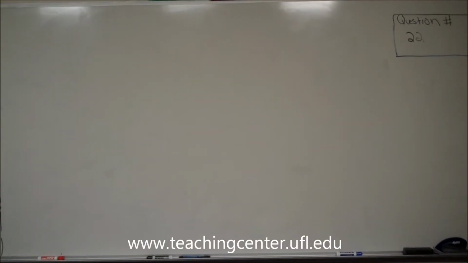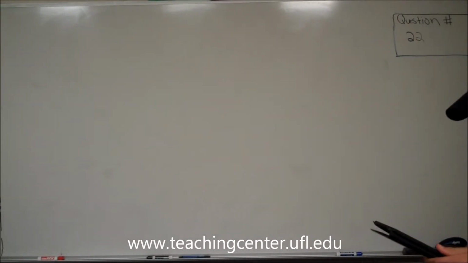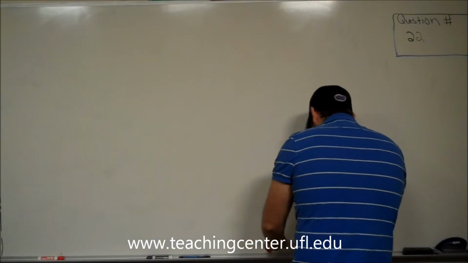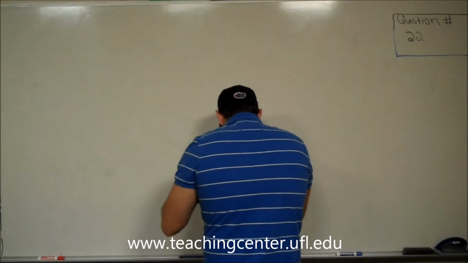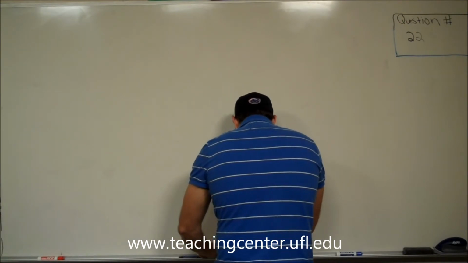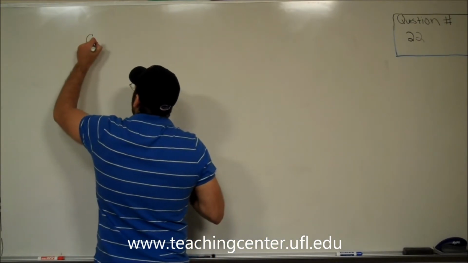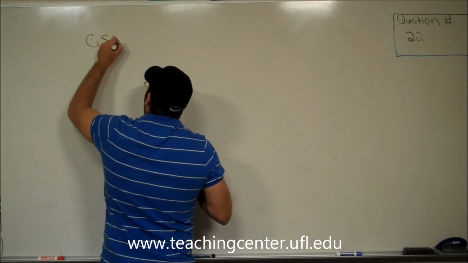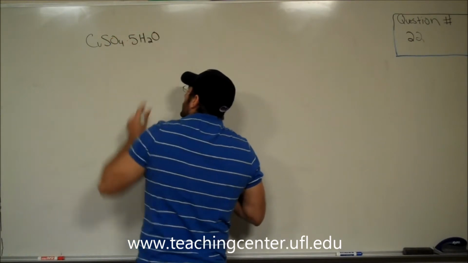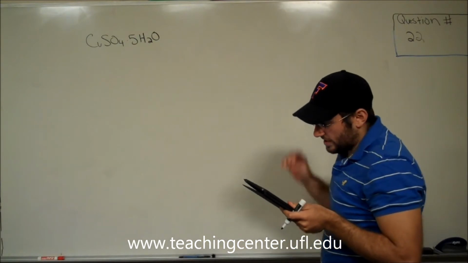Okay, so the next question we're looking at is question number 22, and this is just another naming question. It says, name the following hydrated ionic compound. It shows us CuSO4, a little dot, and 5 H2Os. CuSO4, 5 H2Os.